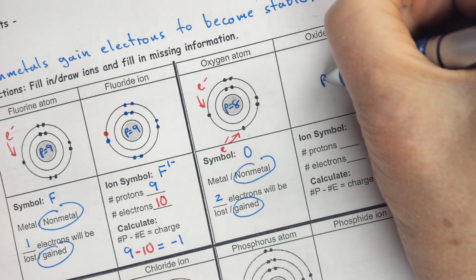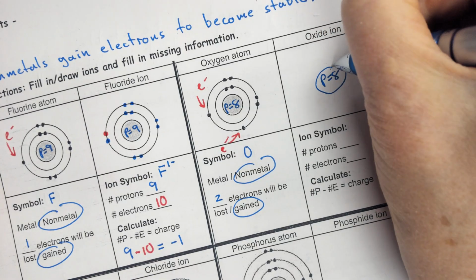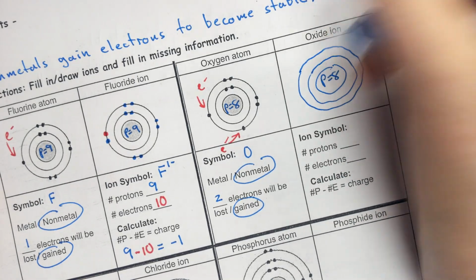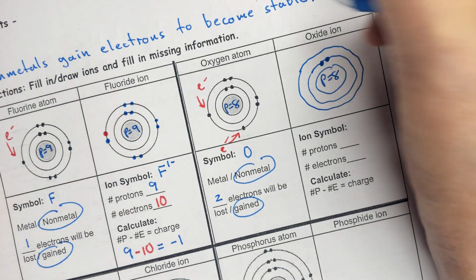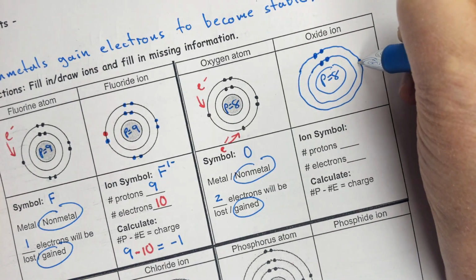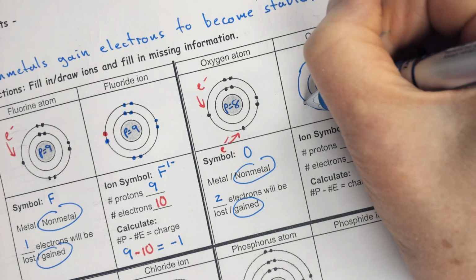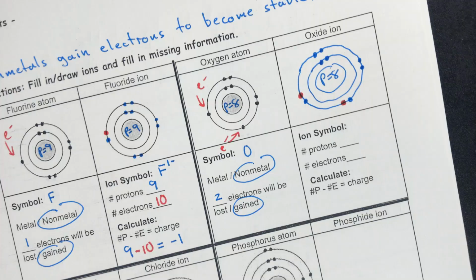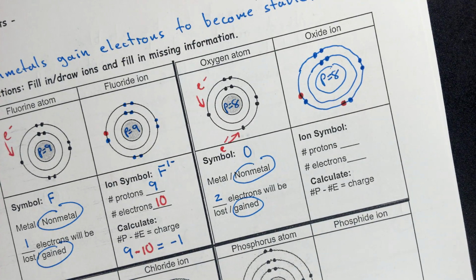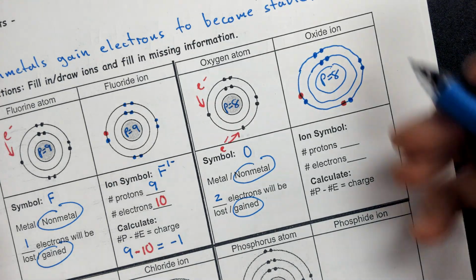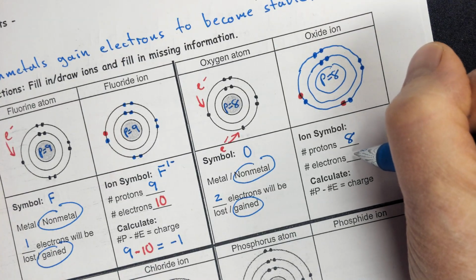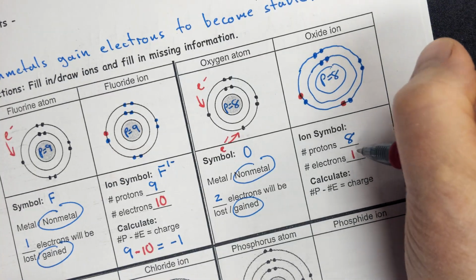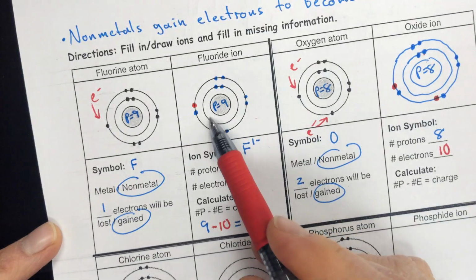Then my oxide ion will have the same number of protons. Those can't change. And I'm going to have 2 energy shells now, like that. And so same electrons I had before, only this time I'm going to be adding those 2 additional electrons in. And of course you could just do them all in the same color or in pencil or whatever. I'm just doing it that way to make it more obvious what is happening. All right, so I've got 8 protons, and now I've got 2 plus my 8, so a total of 10 electrons again, just like I had here.